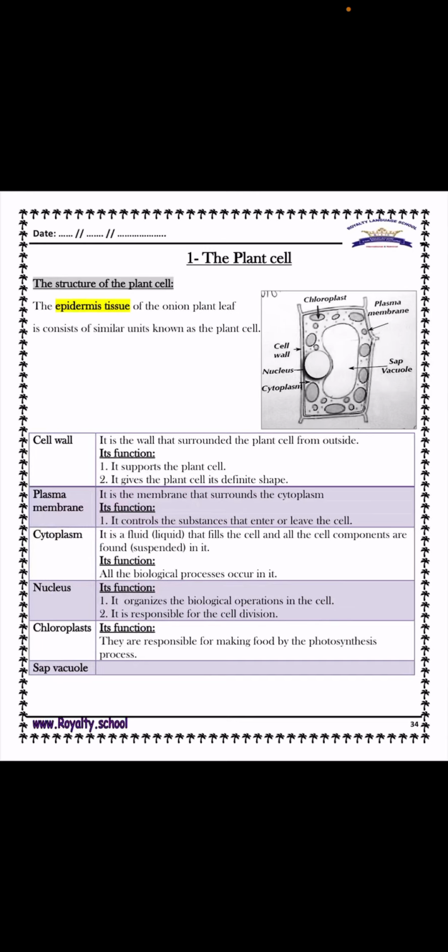and controls the substances that enter or leave the cell. Cytoplasm is a fluid, meaning a liquid, that fills the cell. Its function is that all biological operations occur in it. The nucleus is the organizer; it organizes the biological operations. Chloroplast is responsible for making food because it absorbs sunlight in the photosynthesis process. And the sap vacuole. Okay?